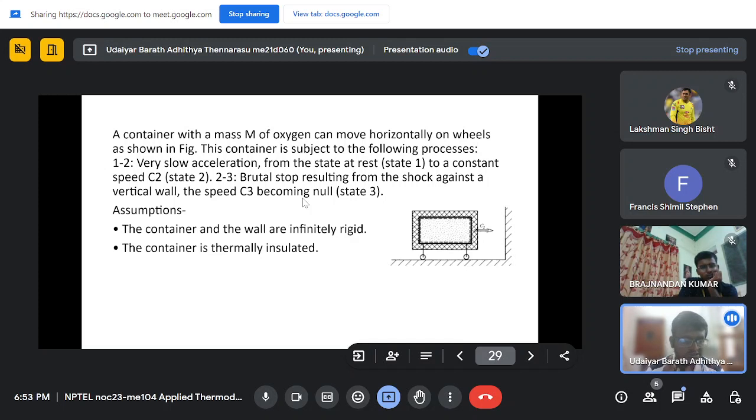There are two processes. First is very slow acceleration to velocity c2. Second process is it's hitting the wall with the shock. It's coming to a stop. C3 is 0. So those are the two processes. And your assumptions are the container is infinitely rigid and it's thermally insulated.